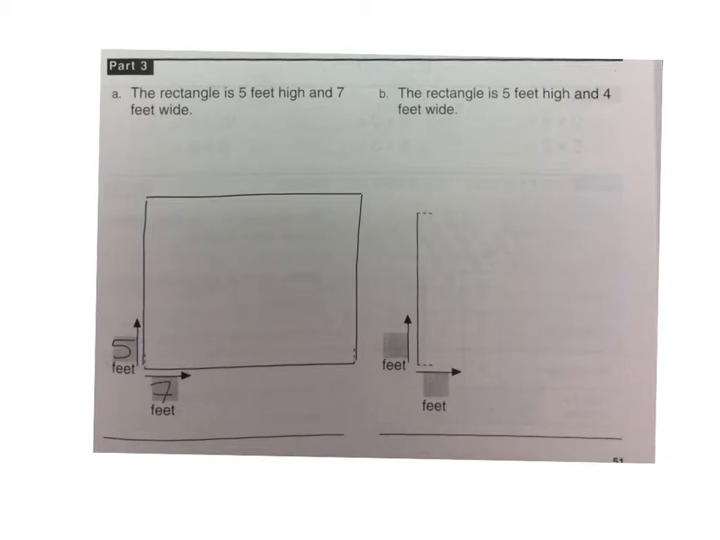So now I have to do the multiplication, and if I do 7 times 5, that's going to give me 35, but I need to remember my units, and since I did multiplication, because I did the area, I know that it's going to have to be square feet.